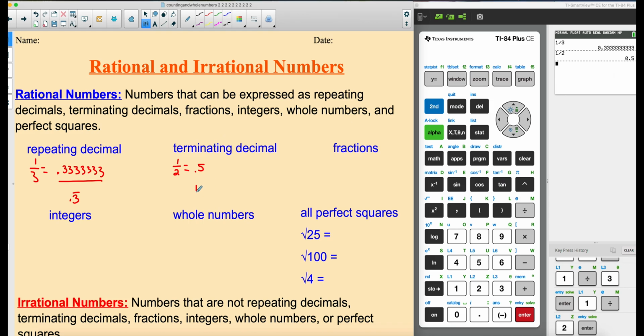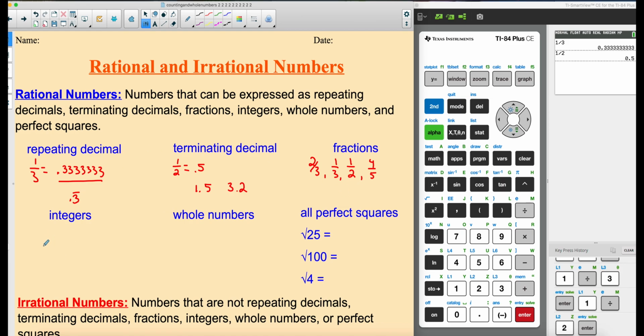Also, 1.5 is a terminating decimal, or 3.2 is a terminating decimal. So if you see any of these in the calculator and they're asking you if the number is rational or irrational, your number is rational. Any type of fraction you see, 2/3, that's why 1/3 is rational, because we know it turns into a repeating decimal. That's why 1/2 is rational, because it turns into a terminating decimal. Any fraction you see at all, 4/5, rational.